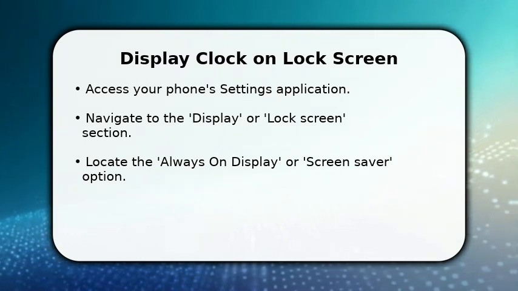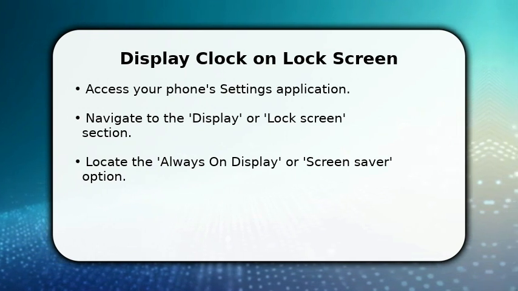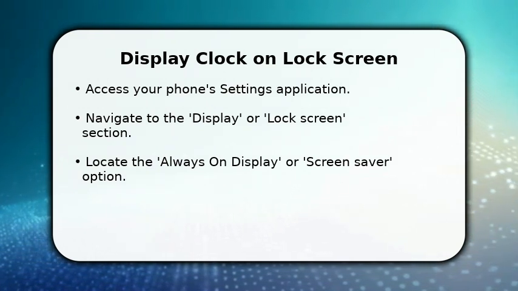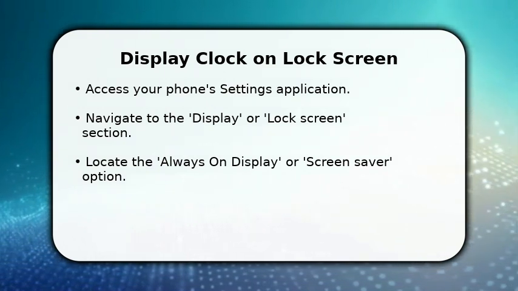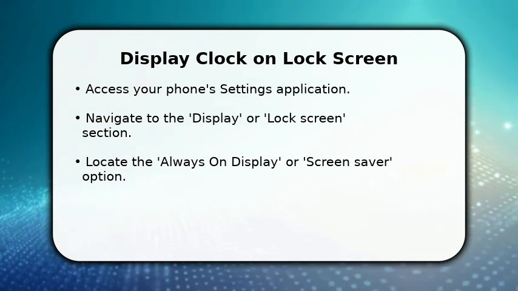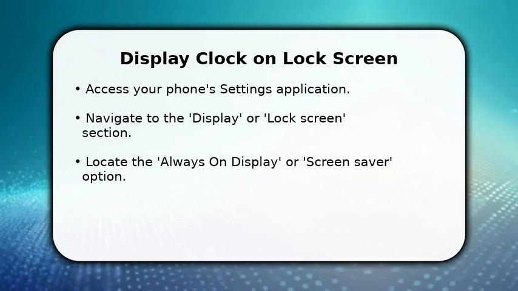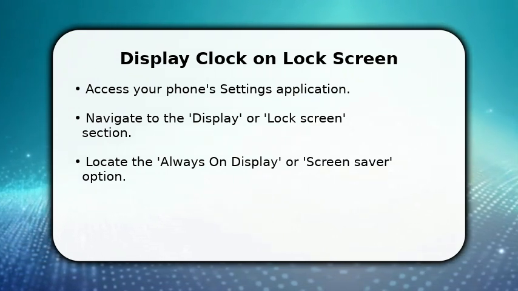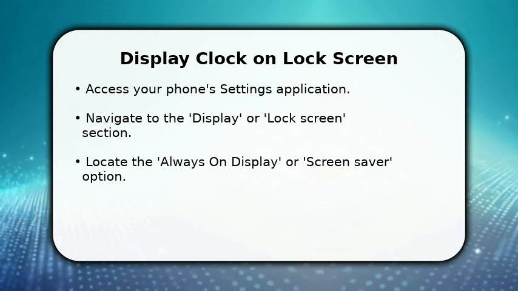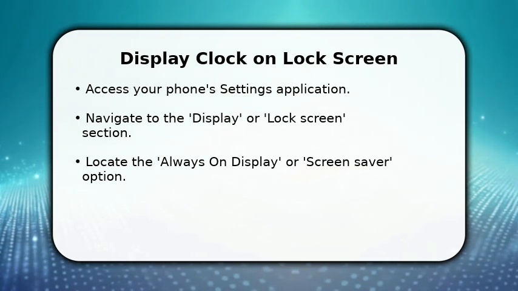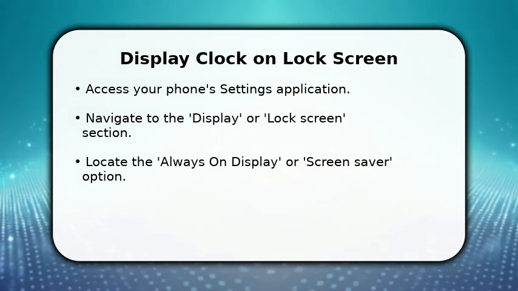First, open your phone settings application. Then, navigate to the display or lock screen section. Here, you will find options to manage how your screen behaves when locked. Look for features like Always on Display or Screensaver to begin customizing your clock's appearance. It's a straightforward process that allows for a personalized touch to your device.